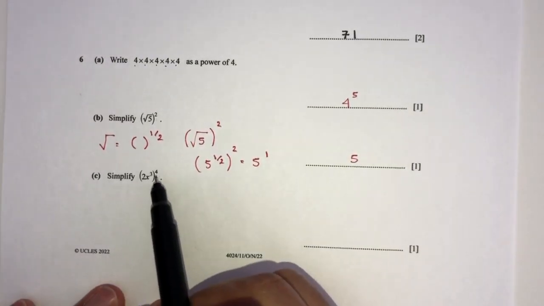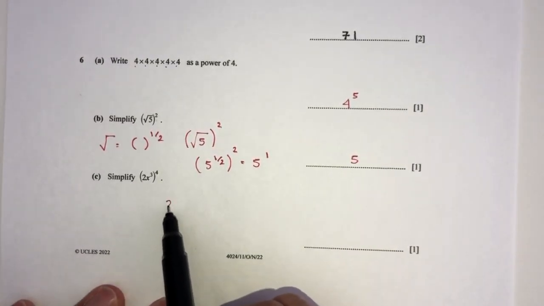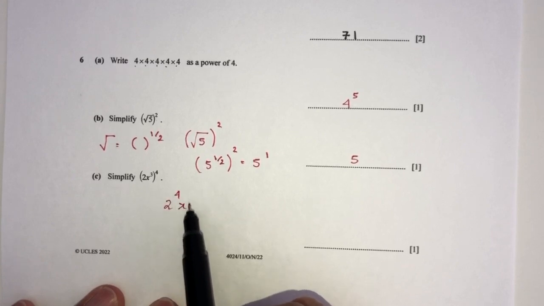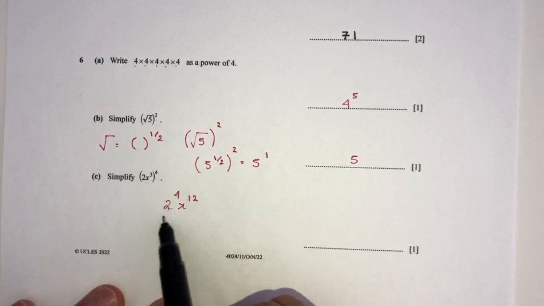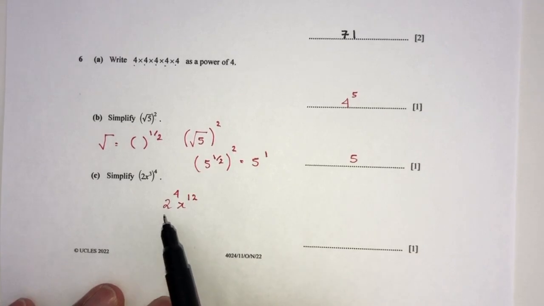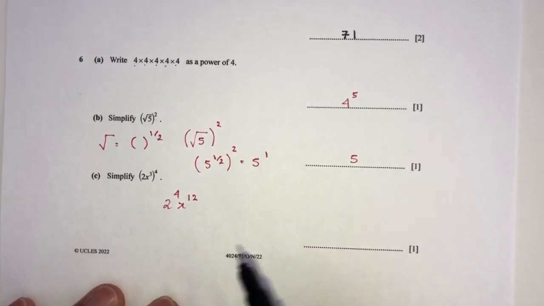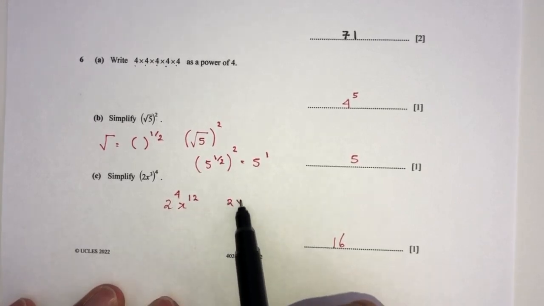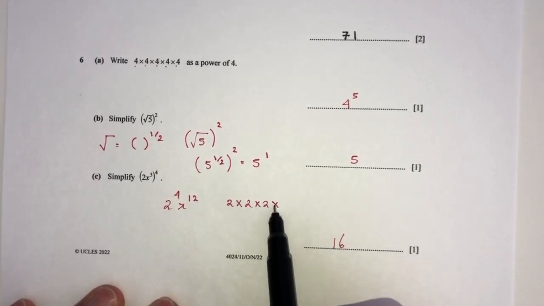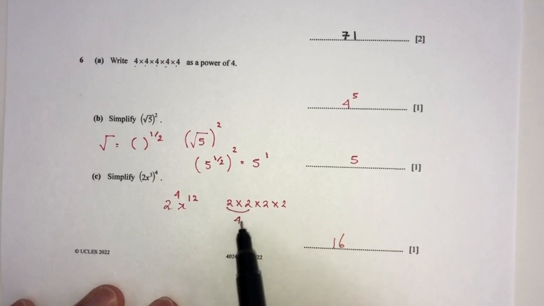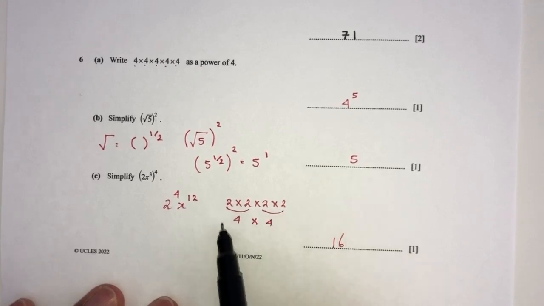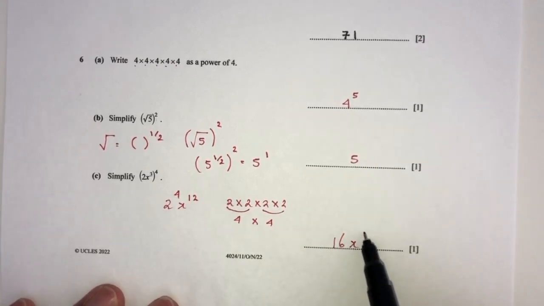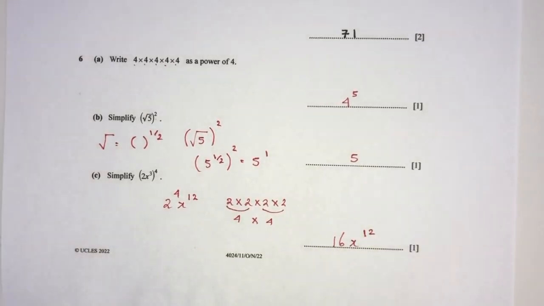Now for this one, we'll just have to distribute it. So we have 2 power 4, and x, 3 times 4 is 12. Now this we can always simplify. So 2 times 2 times 2 times 2, that will be 16, right? Because we can always write this down to make our life easier as well. So we have 4 here, we have 4 here, that'll be 16, and that'll be x power 12. Simplify question number 6.